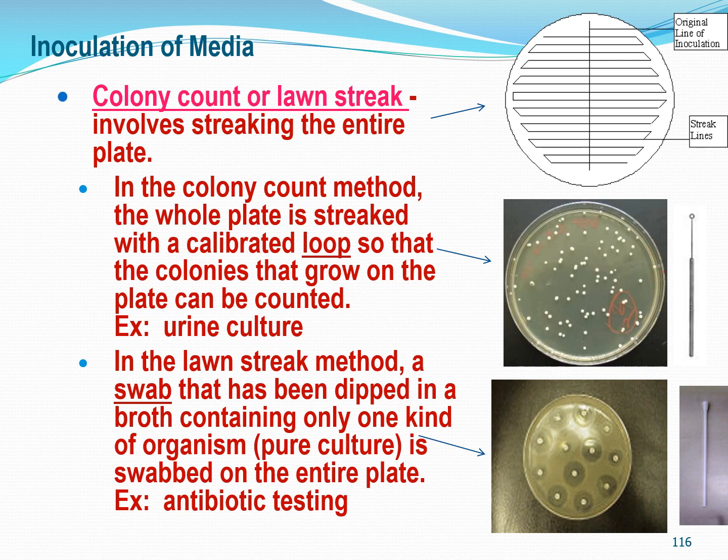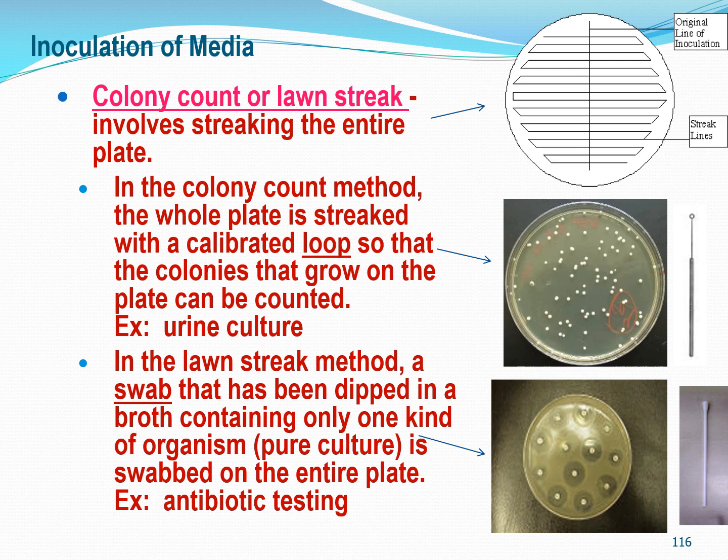In the long streak method, a swab that has been dipped in a broth containing only one kind of organism, which we refer to as a pure culture, is swabbed on the entire plate. Okay, this is when we're doing antibiotic testing. You've already grown the bacteria out. You've already isolated that one bacteria. You grew that one bacteria in some kind of broth, and then you took that isolated colony out, long streaked it onto this plate, and then from there you can drop.